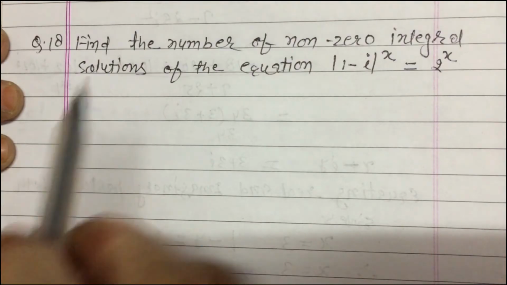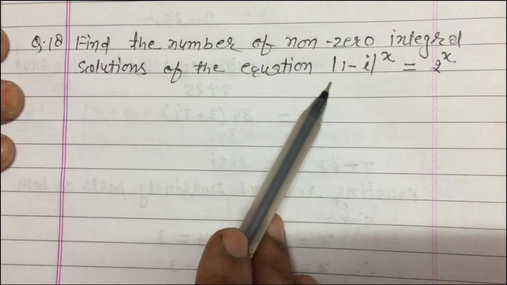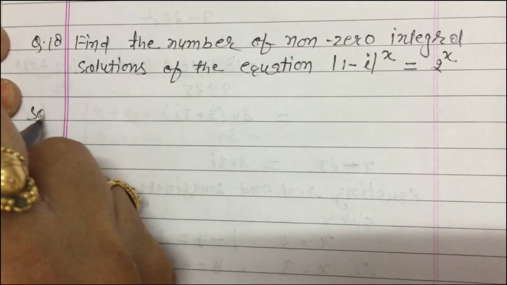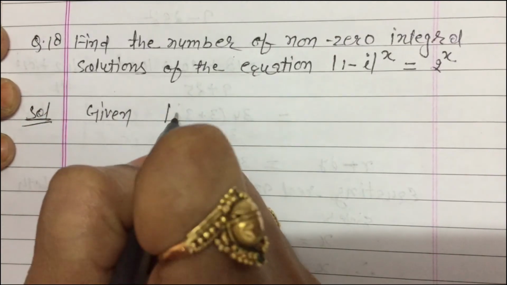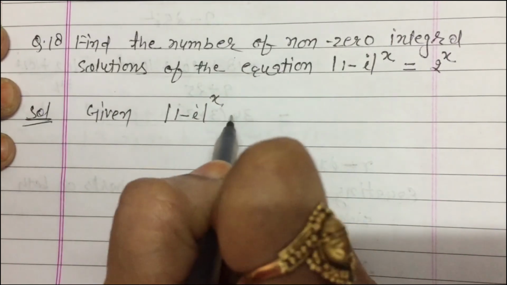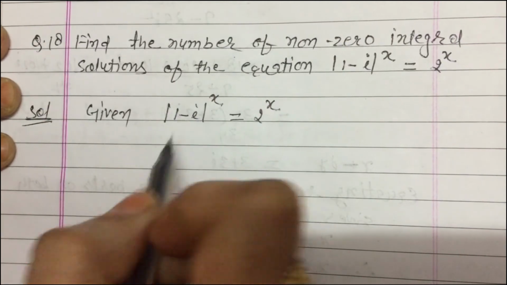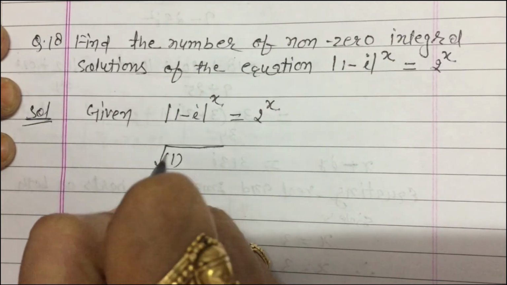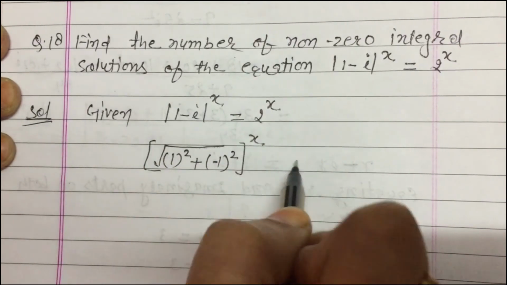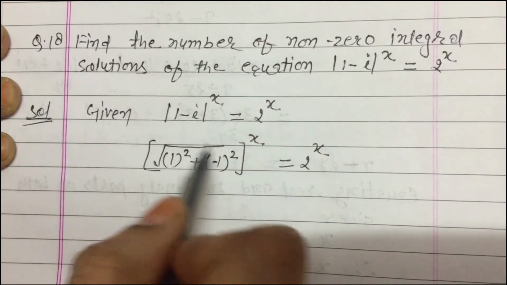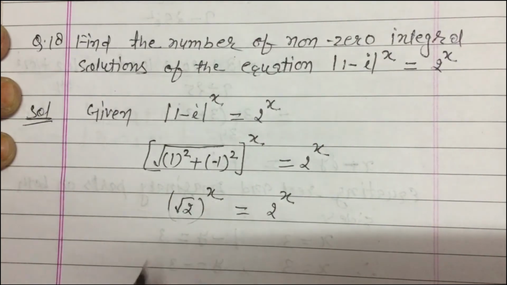Question number 18. Find the number of non-zero integral solutions of the equation. So first write the given equation. It is modulus of (1 minus i) whole power x is equal to 2 raised to x. Now first take the modulus. You will get here 1 square plus (minus 1) square, and the whole power is x. From here you will get root 2 power x, and here 2 raised to x only.